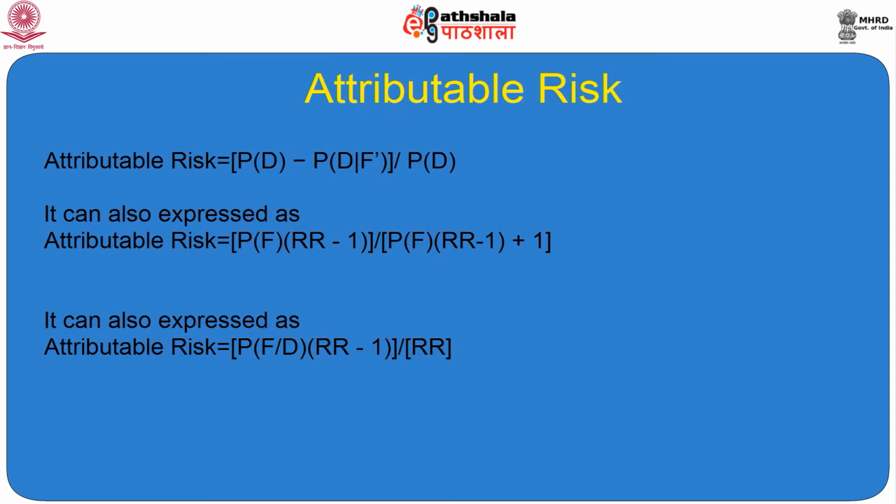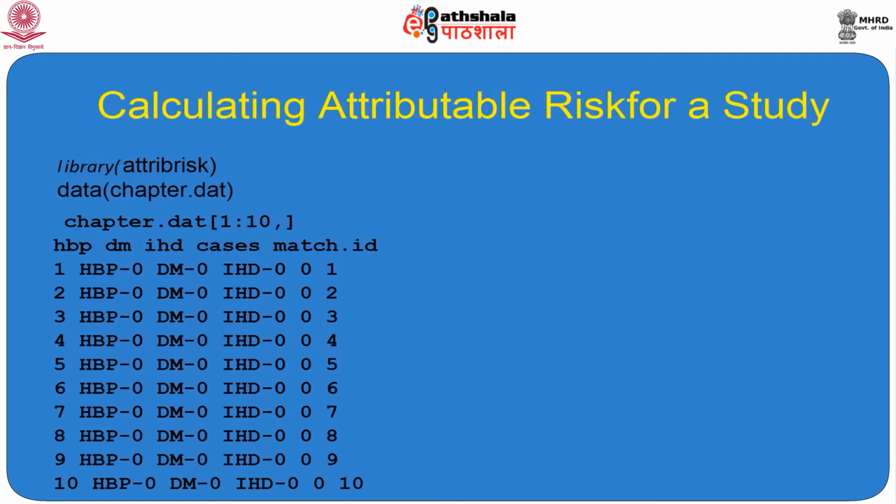In another module we have seen how to calculate the relative risk, how to use different confidence intervals, how to prepare a contingency table to calculate relative risk, and how to make statistical inference about relative risk. Here in this slide we will use data available in the library attrib breaks, but the data set chapter.dat will be used to analyze the data and to illustrate the inference about the attributable risk. This library is dedicated to computing the attributable risk.